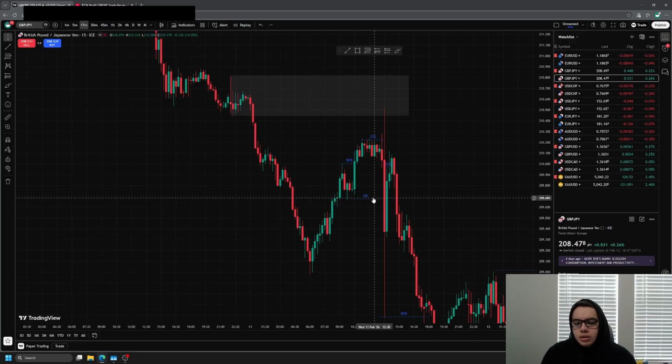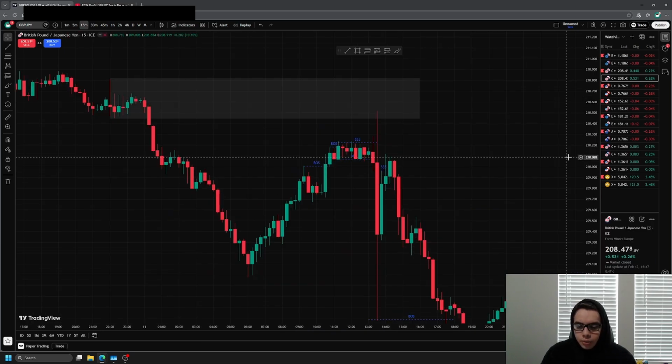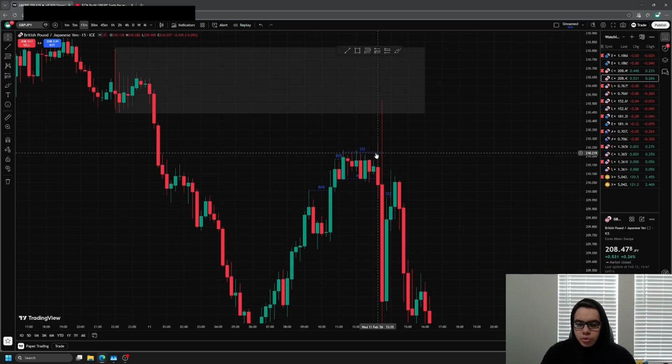Either way, the same result occurs. I'm going to put this as the last bullish breaker structure, and this was the market structure shift right here. But there were no other breaker structures after that. We have a liquidity sweep.